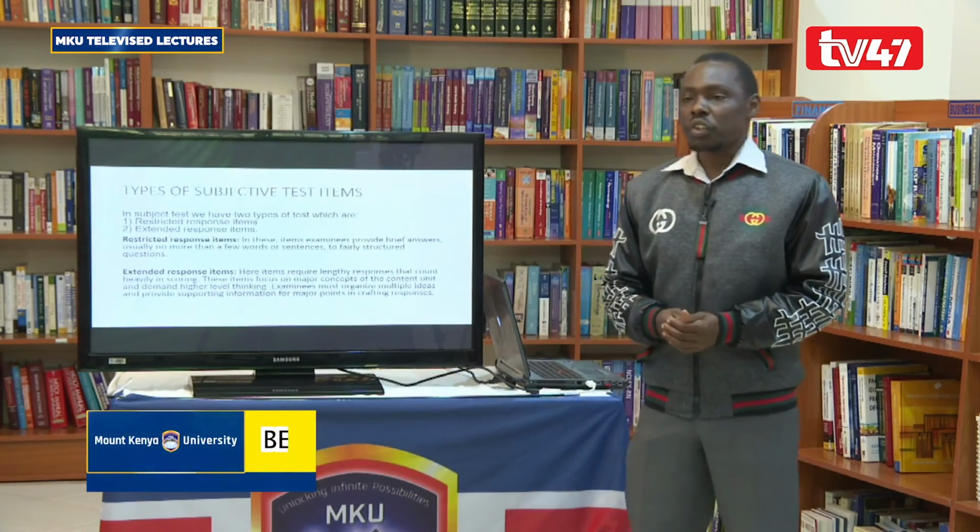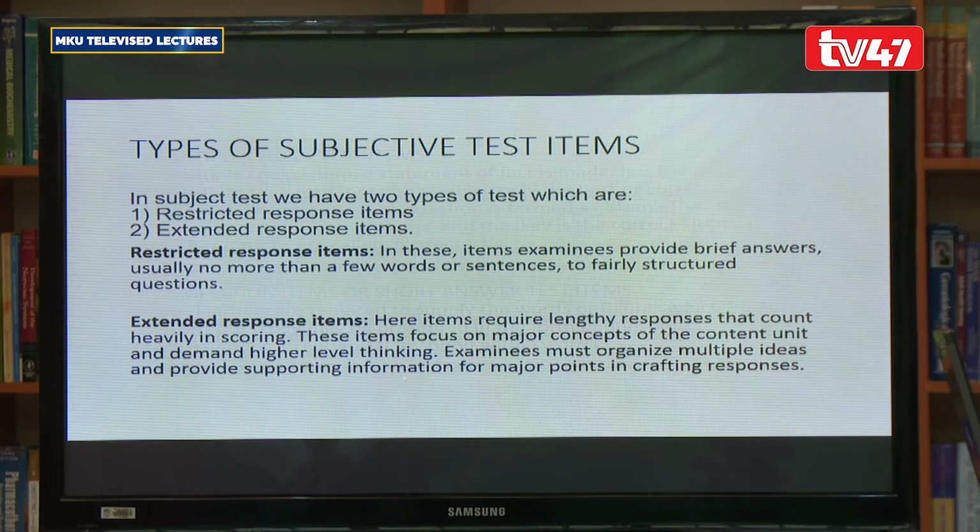Now, let's now switch to the types of subjective tests that we have. Now, in subjective tests, as we said, this is where the learner supplies the answer, supplies all the answer by writing and by arguing out and by using their own words to show that they actually know what they are supposed to respond or what they are supposed to supply as the correct response to the items that they have been asked.